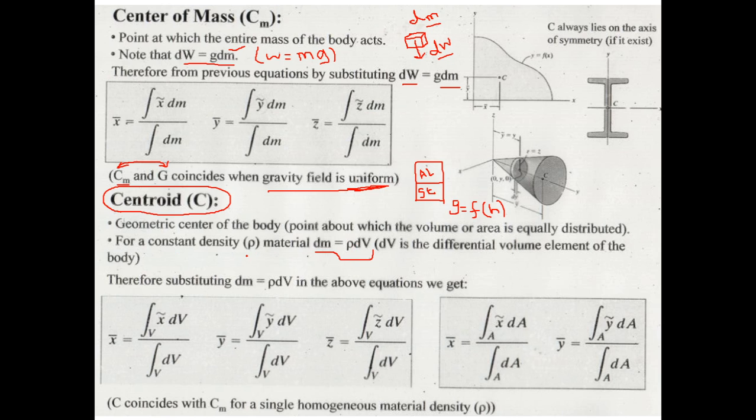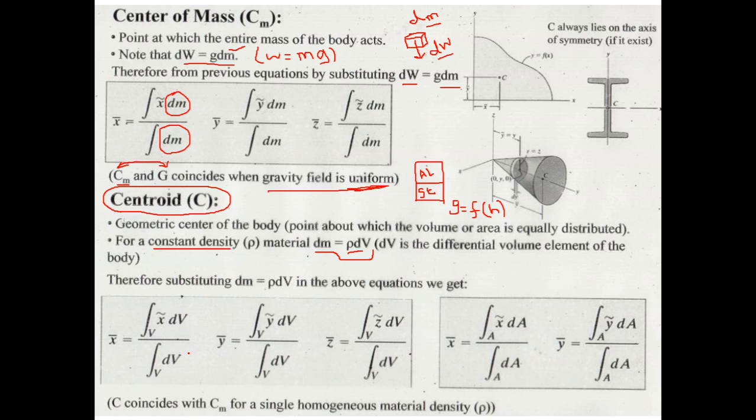If we assume that this density is constant, which means that the body is made up of only a single material, then we can substitute rho dv in place of this dm, and of course this dm as well. Since density remains constant, it cancels out from the numerator and denominator, leaving behind the expressions for the centroid of the body. In place of dm, dv will appear. So these are the expressions for the centroid of your volume.